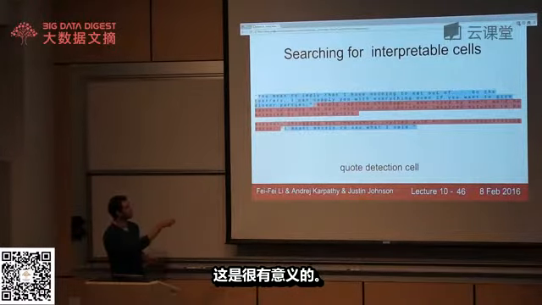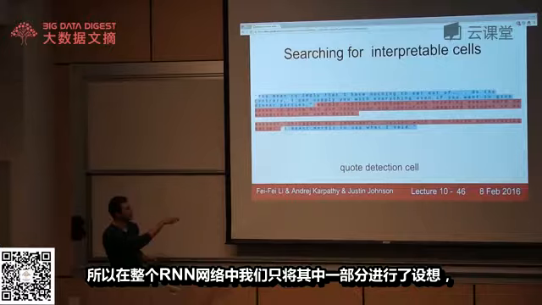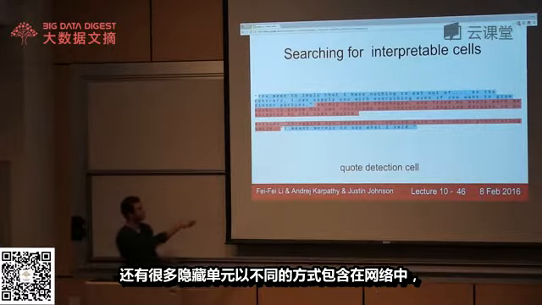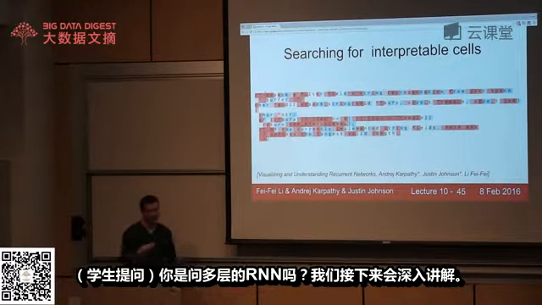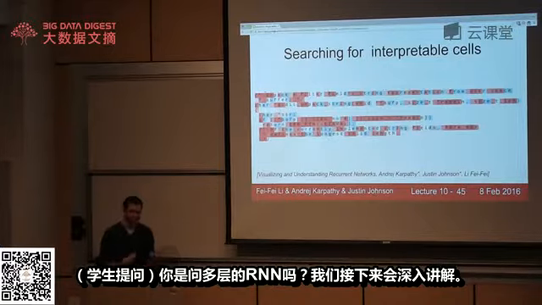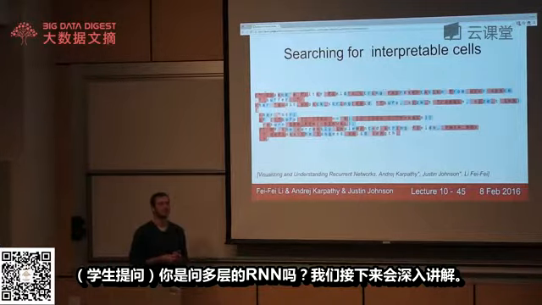So this cell, just the entire RNN, I'm only visualizing one part of the hidden state, basically. There are many other hidden cells that evolved in different ways, and they're all evolving at different times, and they're all doing different things inside the RNN hidden state. Good? Is it still single layer, or have you increased the depth to get more complex cells?